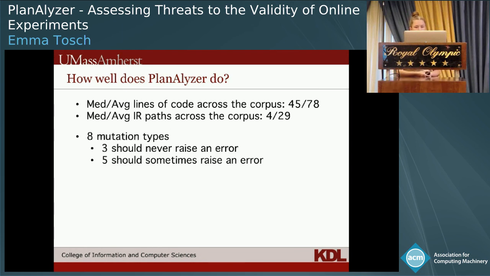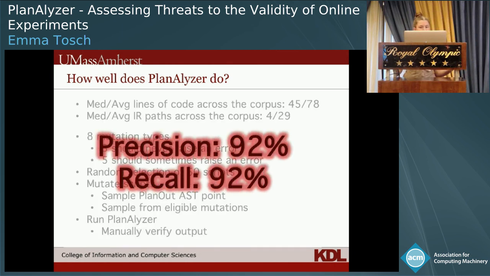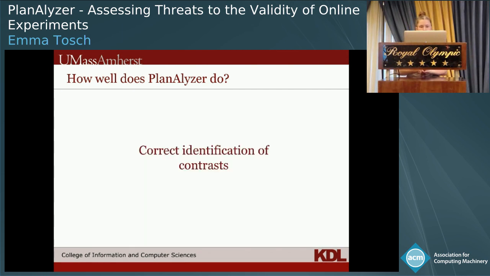So we defined 8 mutation types, 5 of which would raise errors depending on context. We then randomly selected 50 scripts and mutated them according to their AST rather than, for example, sampling randomly from the possible mutations. And finally, we ran PlanAlyzer on these 50 scripts and manually verified the output. The precision and recall of this mutation were quite high, indicating that PlanAlyzer works as we expected it to.